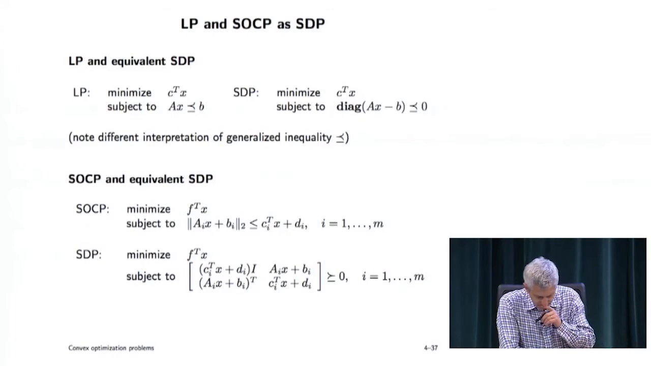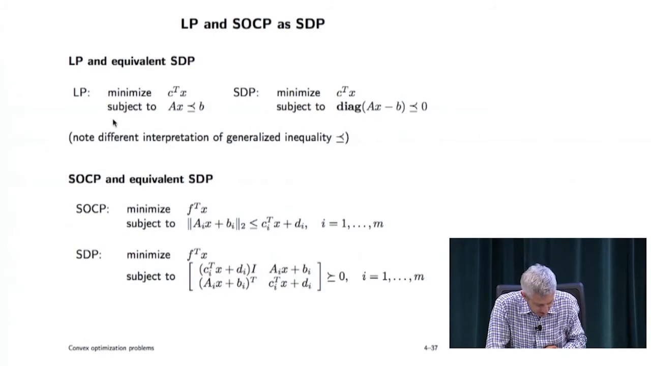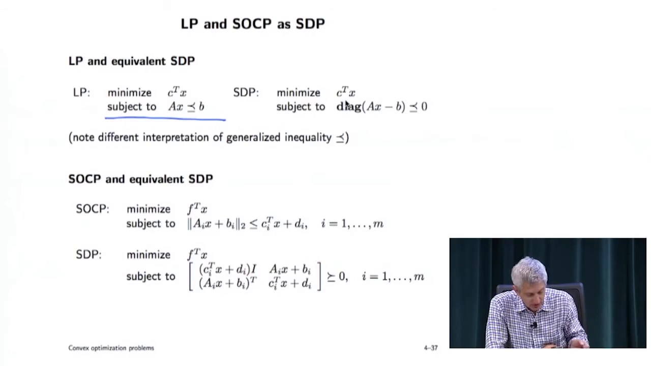But okay, so here is a linear program. Minimize c transpose x subject to x less than or equal to b. And here's a semi-definite program that's equivalent. What we do is we're going to use the following stunning fact.